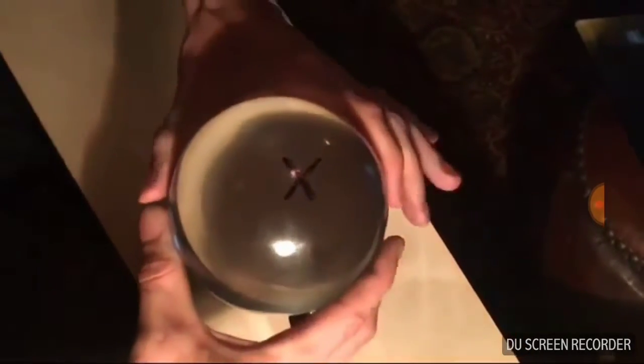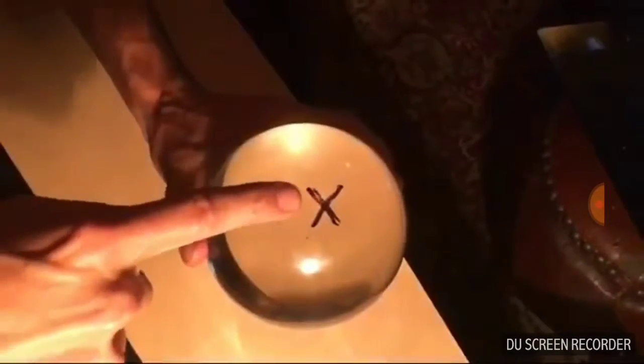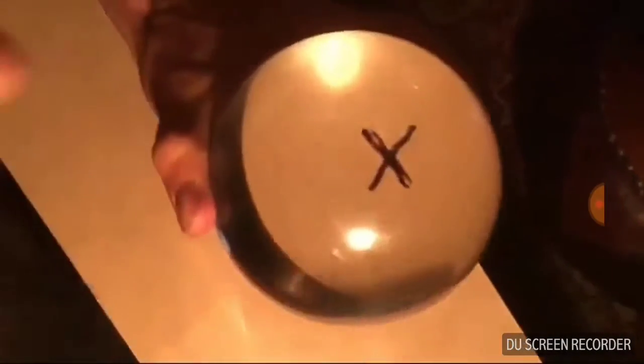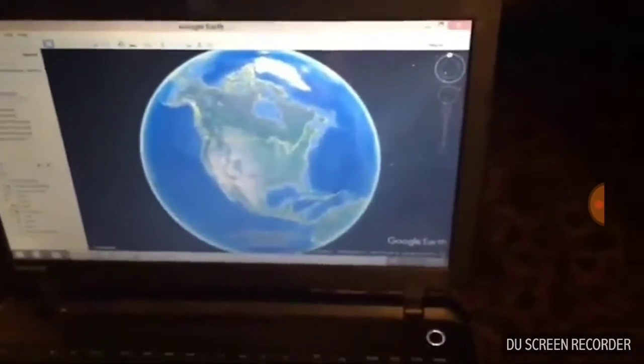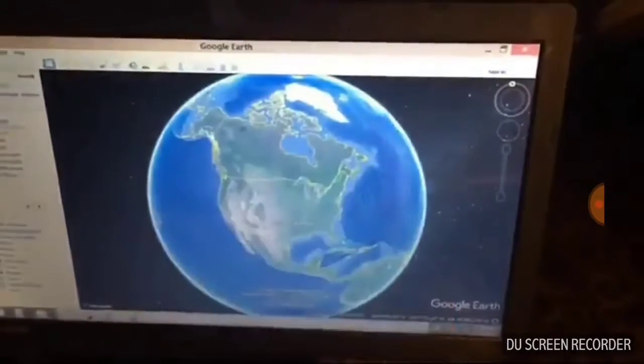So, if you have a sphere and you spin it around once halfway, and then you spin it around another time halfway, boom, that same spot will always come back, right? So now let's compare and contrast if the same thing happens with Google Earth. Now there's the United States. Let's just consider the United States to be the same thing as that X right there.